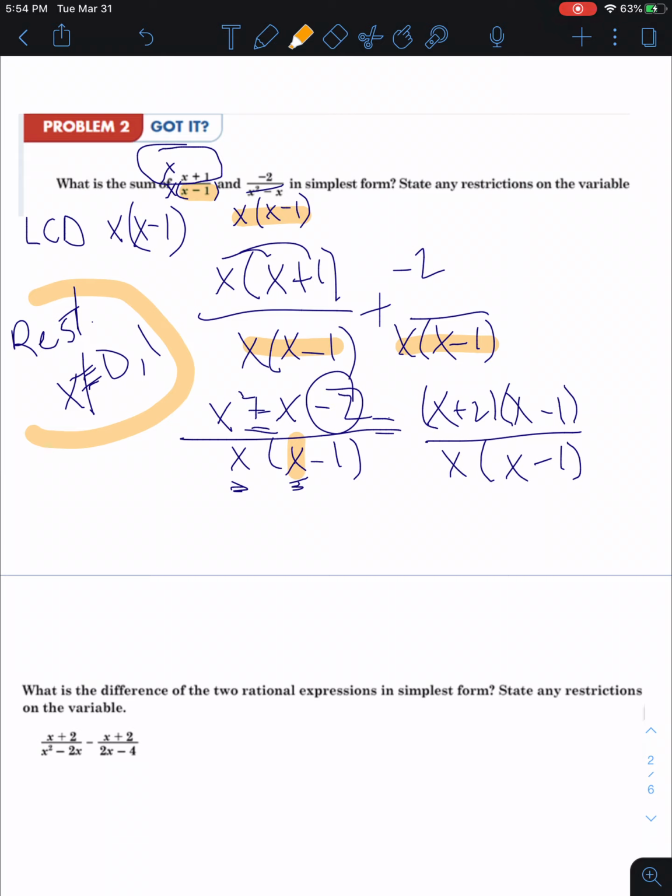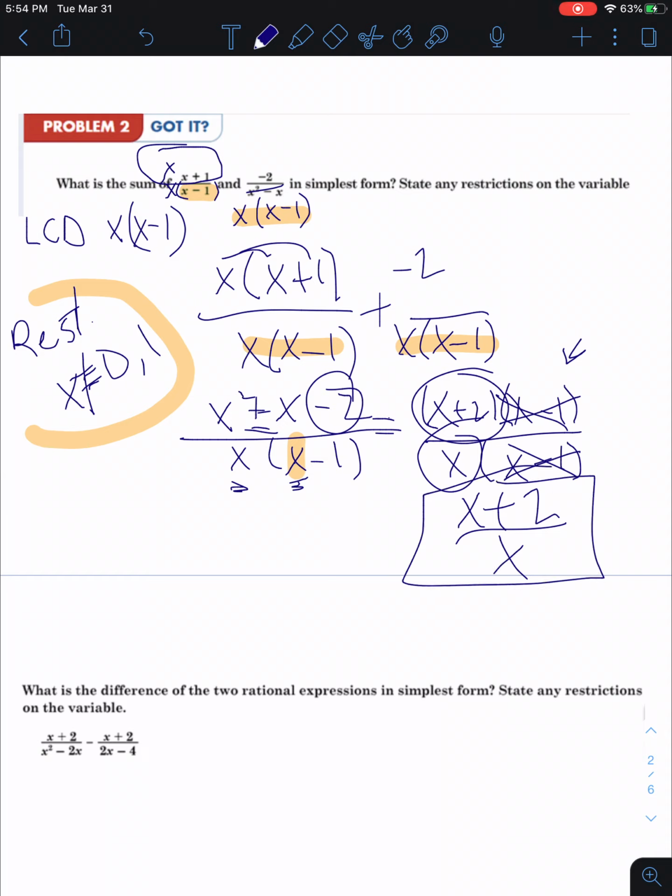Okay, now I'm over here at this point, and I'm trying to simplify. My x minus 1s can now be canceled out, and it leaves me with an x plus 2 over x, and there is my simplified form. Simplified form and the restrictions.